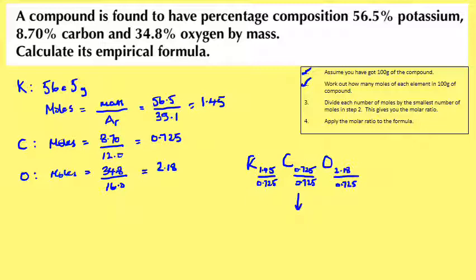So then that becomes potassium comes out at 2. Carbon, of course, comes out at 1, and oxygen comes out at 3. So that is our empirical formula, just like that. Done those 2 steps in one go. Okay, so that's the answer there. Let's have another go just to make sure you're all happy with it.